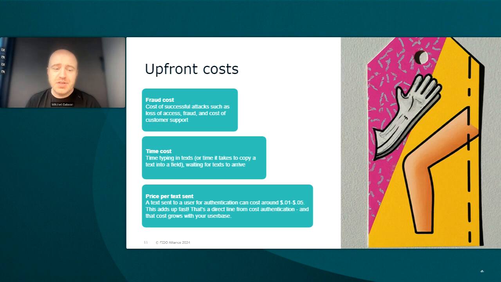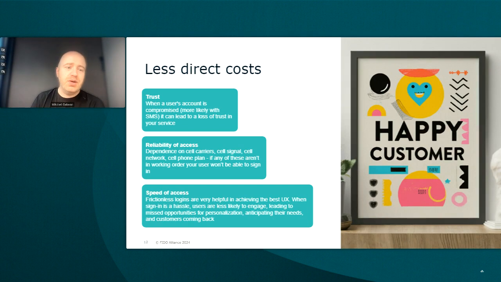And there's also, of course, as I touched on earlier, price per text sent. I have some estimated costs based on some cursory research online, and this can really add up fast. Again, this is a direct line per SMS sent to the growth of your user base during authentication. So this is like a linear graph of cost going upwards. There's also less direct costs as well.